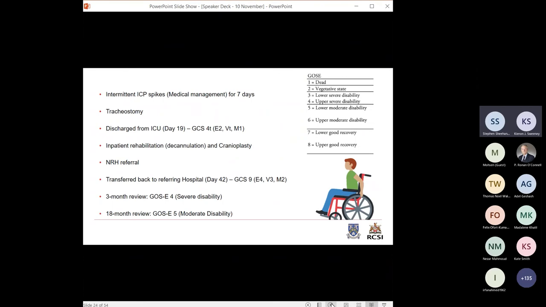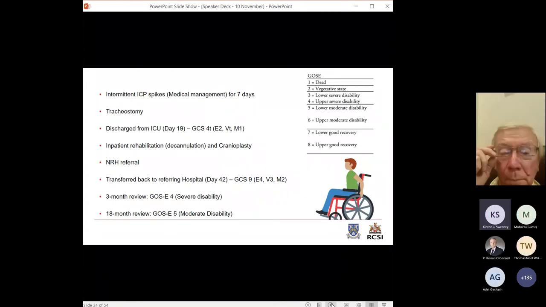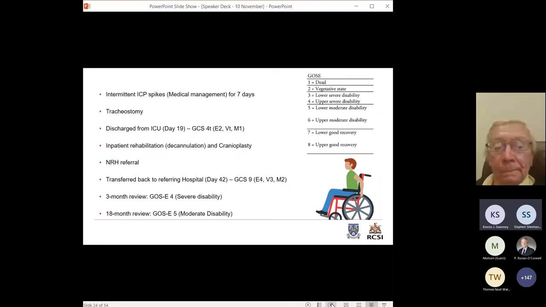So postoperatively, he had some intermittent ICP spikes that were controlled medically. We subsequently stopped sedation, and he had a tracheostomy and was discharged from ICU with a GCS of 4T. And what we mean by this is that the verbal response was not accessible because he had a tracheostomy. He underwent inpatient rehabilitation, and several weeks later, he underwent autologous cranioplasty. He was referred to the NRH and was transferred back day 42.